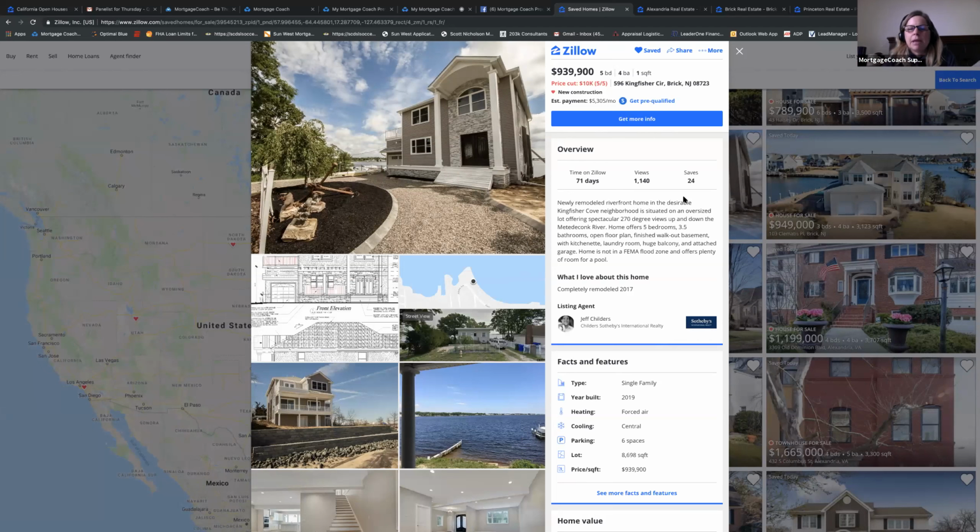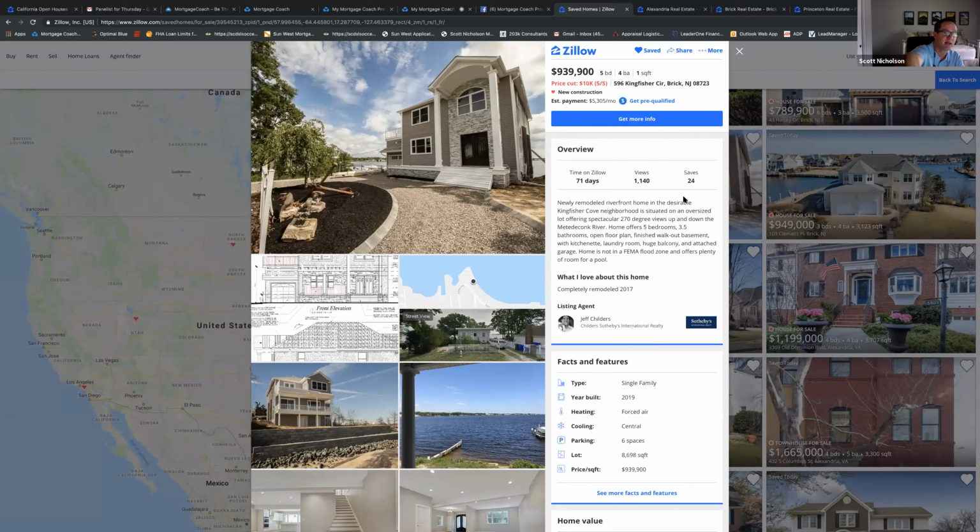So here's one on Zillow. This is a builder here. So this is just a spec house. So it's 71 days. And we all know builders holding the acquisition cost of that whole is really chewing into profit.